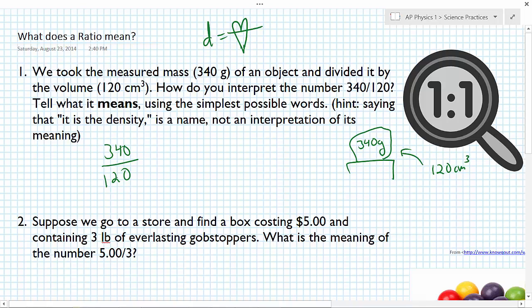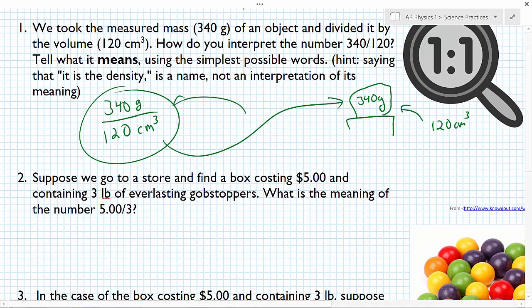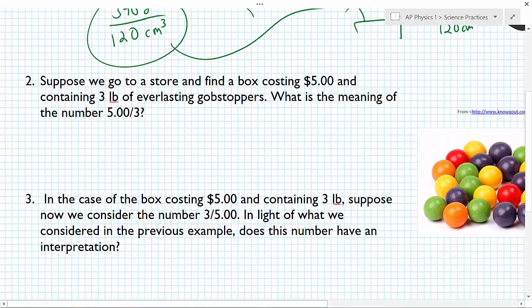Well, those numbers have some unit corresponding to them. They're not just numbers. So I'm going to put the units on those. It's 340 grams, that's the unit of mass, divided by 120 cubic centimeters, there's my unit of volume. So what does this number mean when I'm talking about a physical object? Well, look at the numbers and the units. It means that 120 cubic centimeters of this object, when this object takes up that much space, there's a corresponding mass of that object, which is 340 grams. So that's what that number means. It has a physical meaning related to the units and whatever the numbers are talking about.